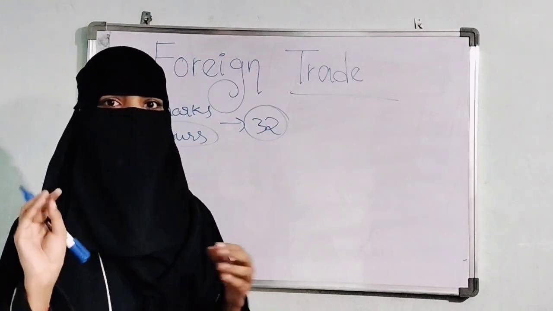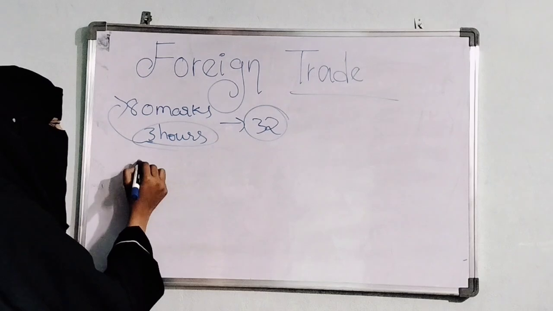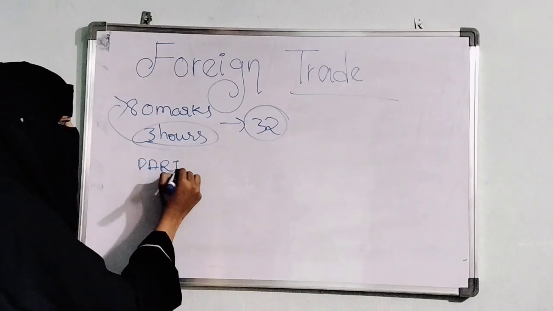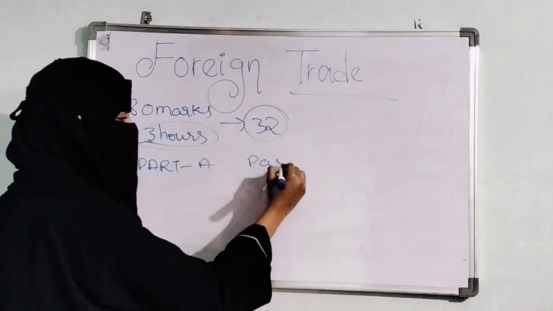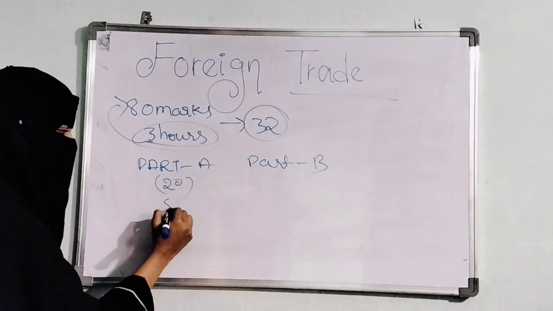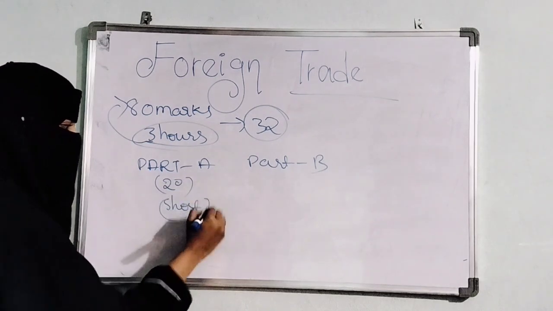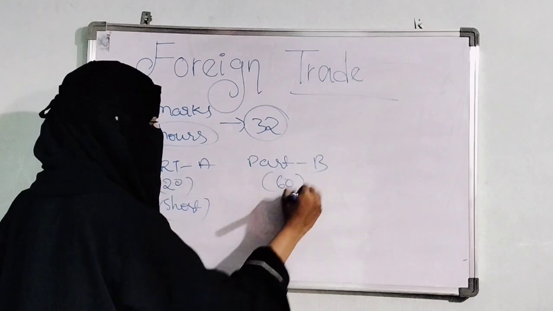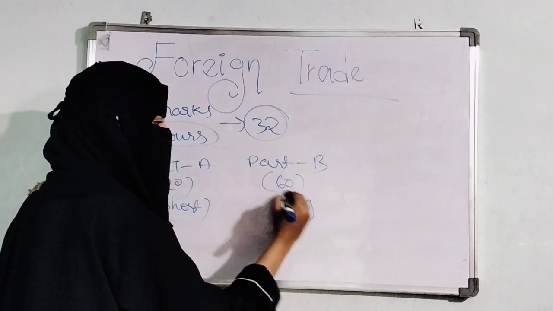Now let us discuss the paper pattern. In the paper pattern, you will have part A and part B. Part A will consist of 20 marks and it consists of short questions. Part B will consist of 60 marks. It will have long questions in it.